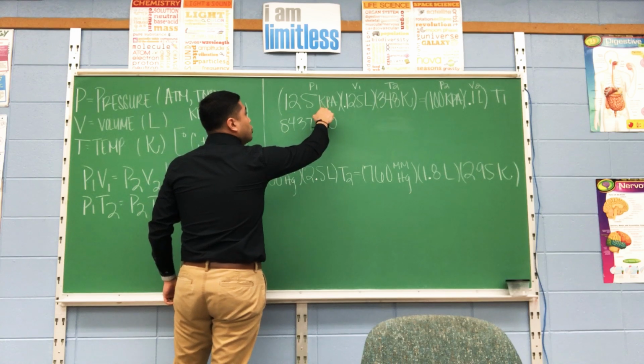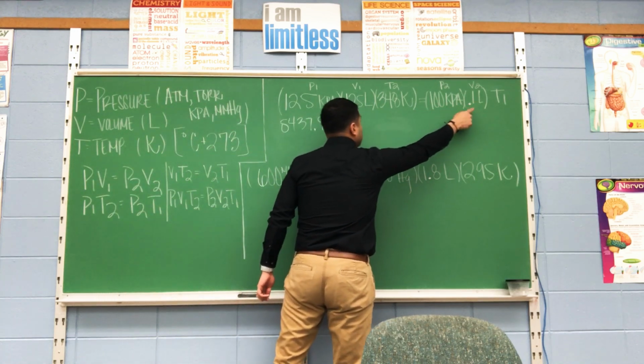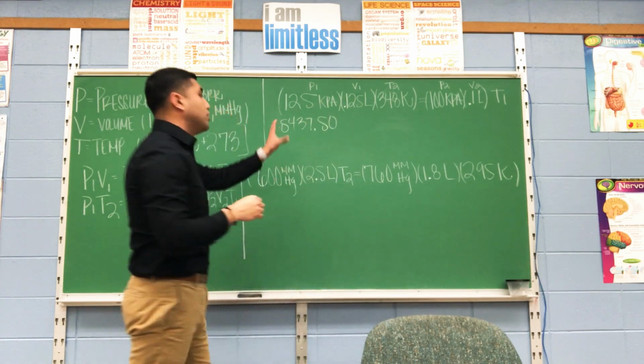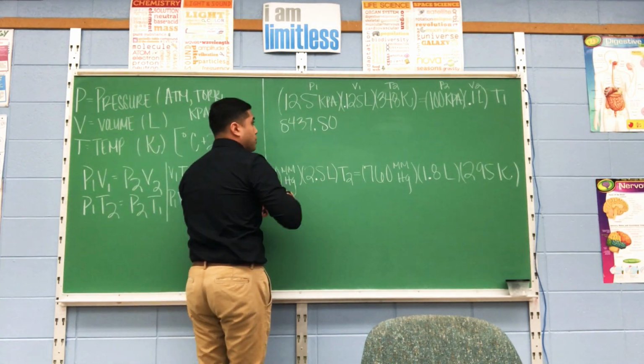5,437.50. The units will cancel each other out. You'll notice that the kPa and the liters on this side will cancel out with this side. So you don't have to stress yourself out with writing out the units. They will cancel each other out.